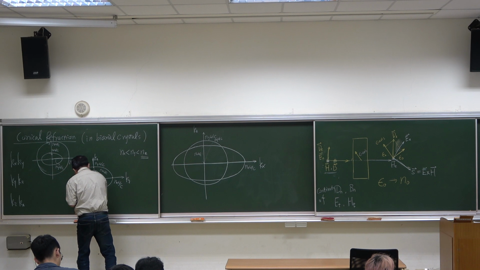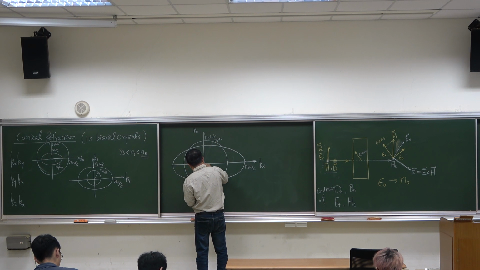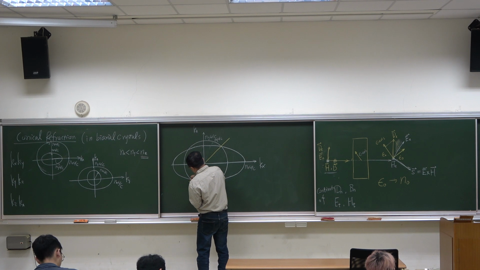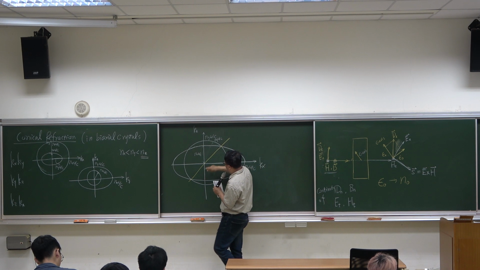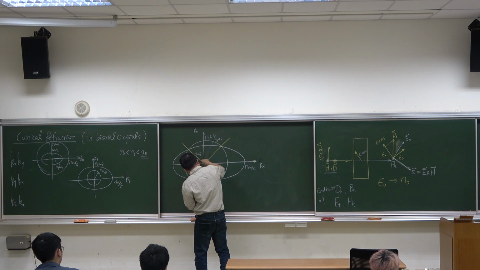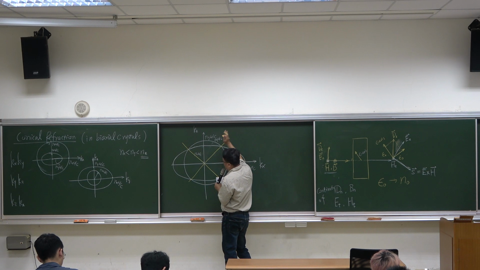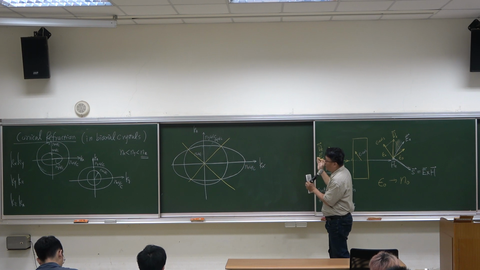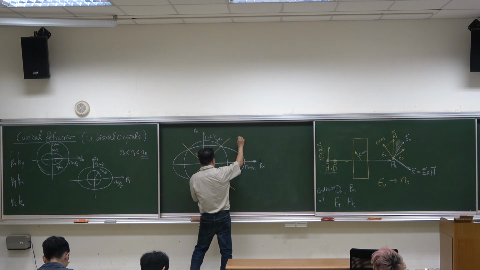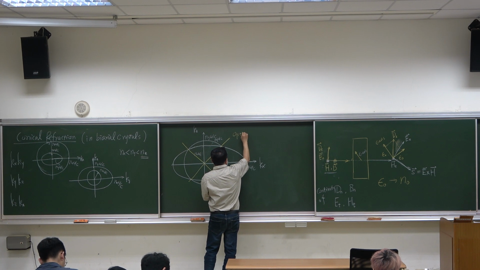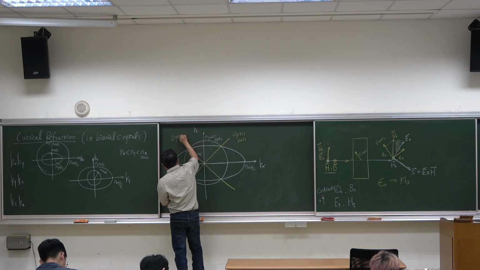And we know that here we have two intersection points, one along this direction and the other along this direction. These two directions are called optical axes. So for biaxial crystal, we have two optical axes. Here, this is the optic axis. Here, this is also the optic axis.